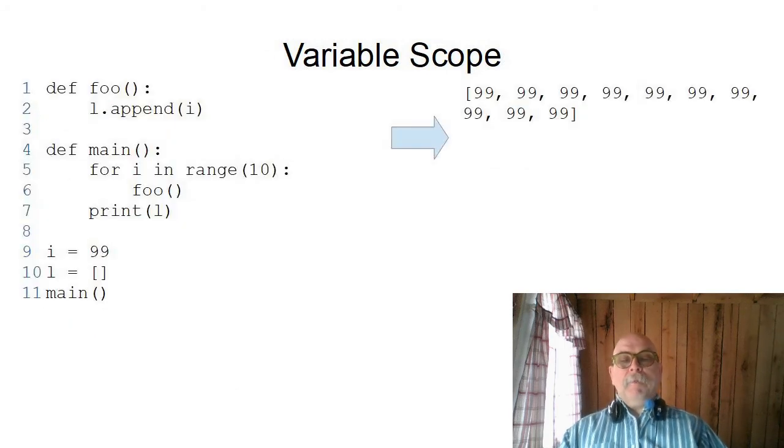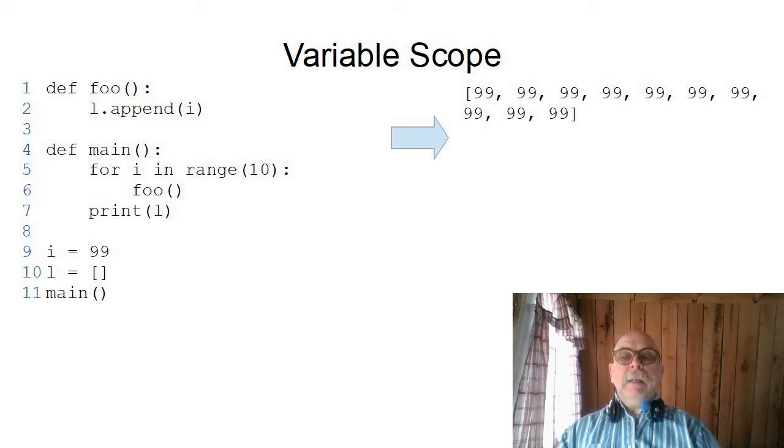Let's look at this program. This is confusing as can be. It uses global variables. This is an example of what not to do. For instance, on line 9 and 10, I have the variable I and the variable L. I is a global variable and L is a global variable, so I and L exist both to main and to the function foo. Look at what the function foo does on line 2. It appends I, so it appends the global variable I to the global variable L.